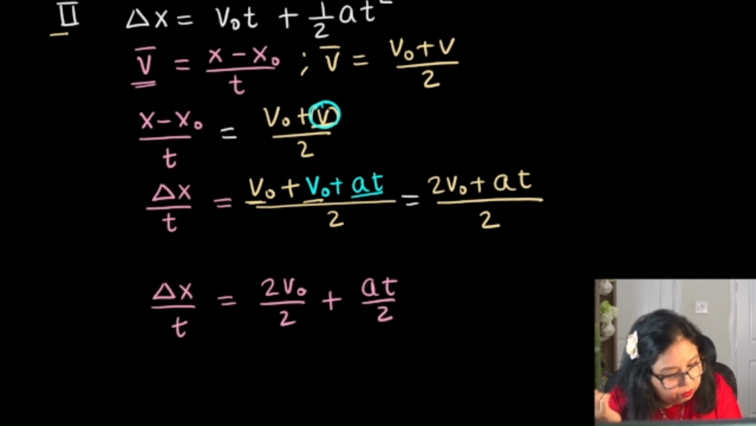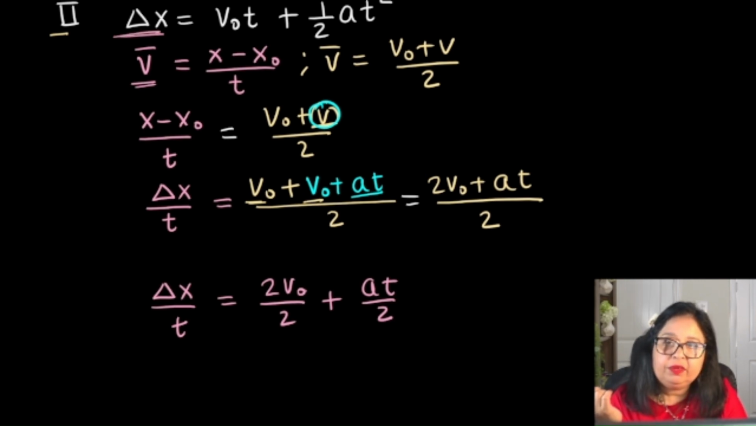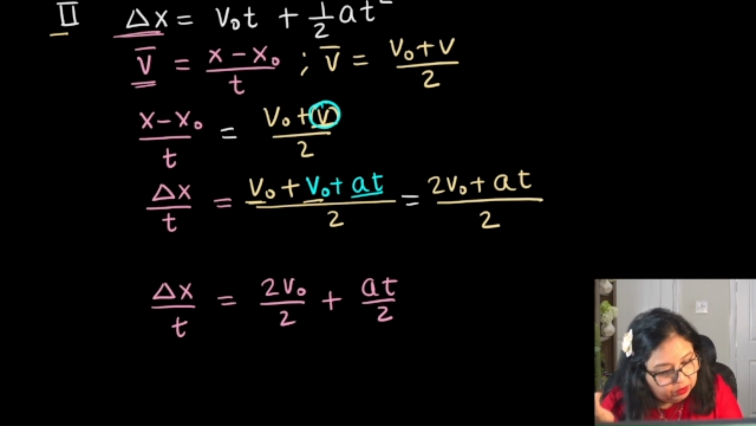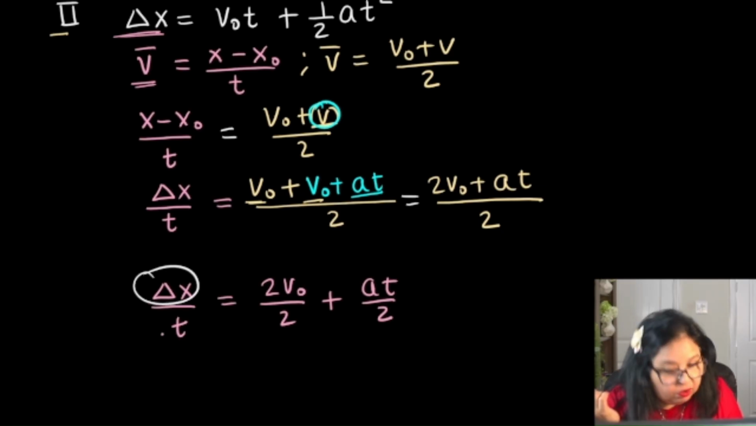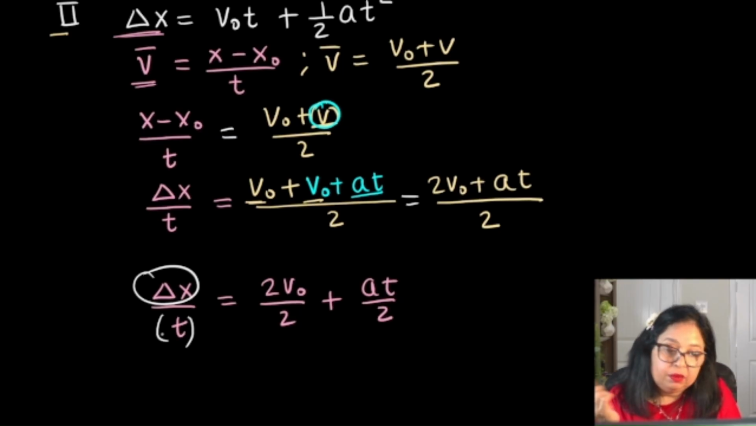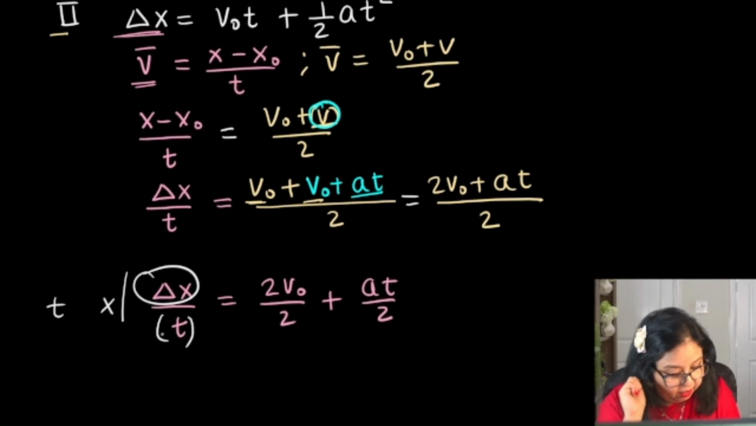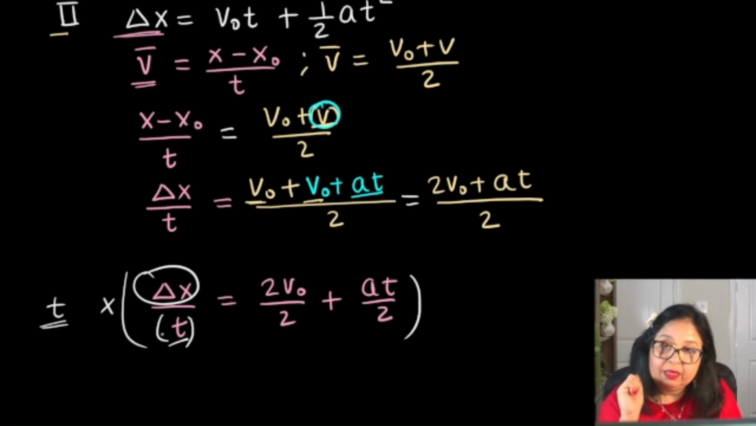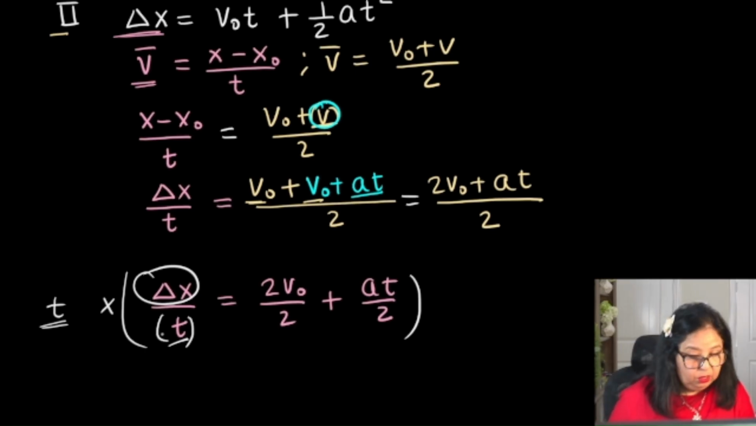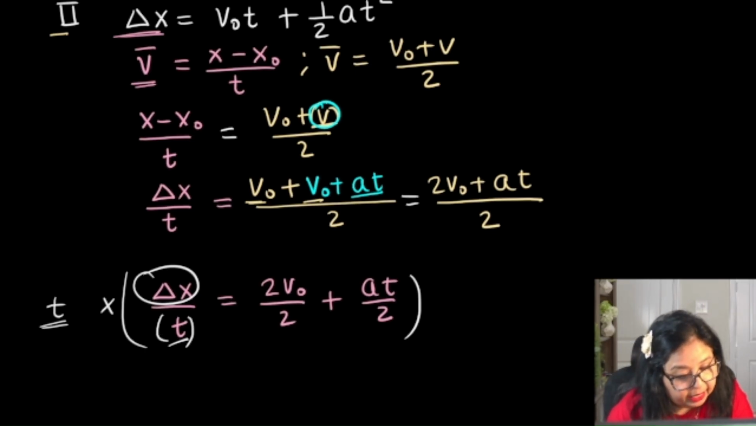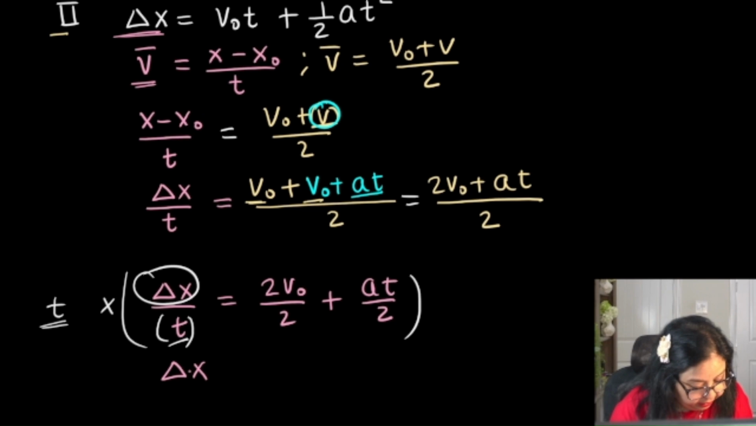Now we want to get this delta x on the left-hand side. In the equation that we just got, it does have delta x on the left-hand side, but it also has this t in the denominator. That we do not want. So go ahead and multiply this equation by t. When you do so, this t that you're multiplying with cancels out t in the denominator of the left-hand side. What are you left with? You're left with only delta x. So here's your delta x.